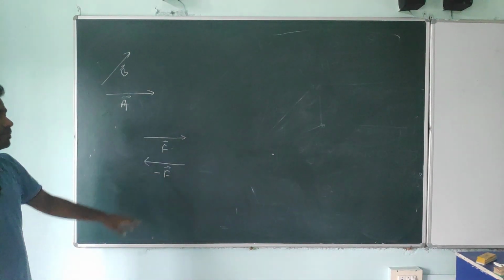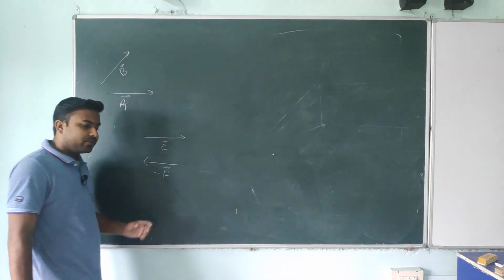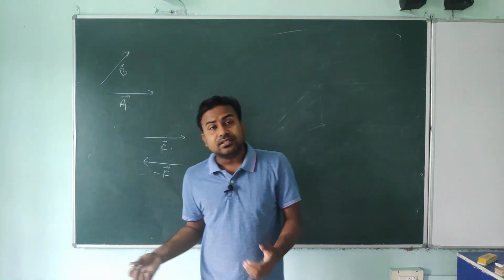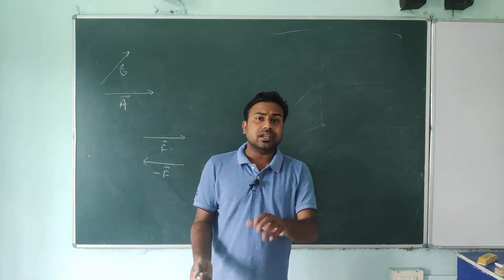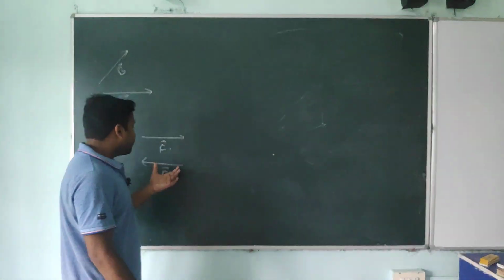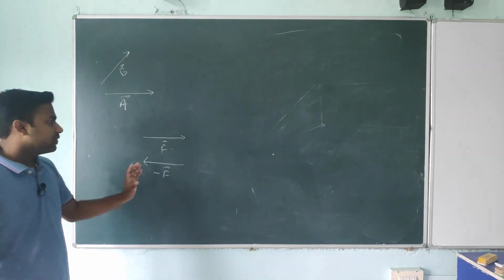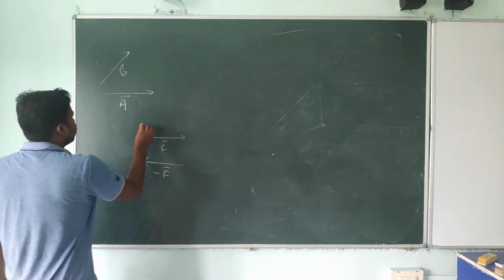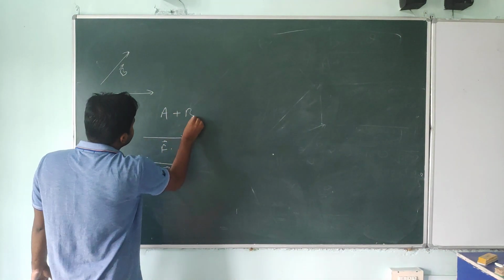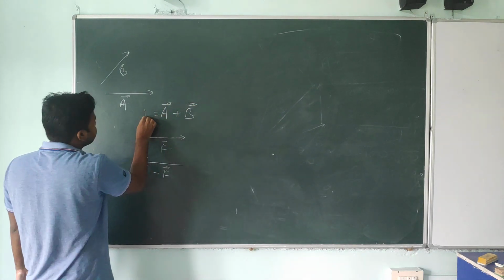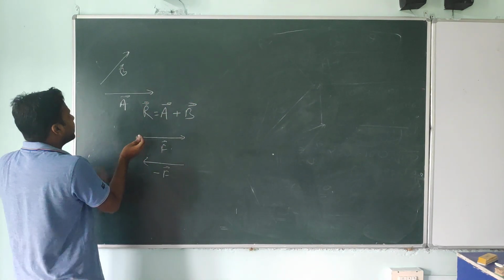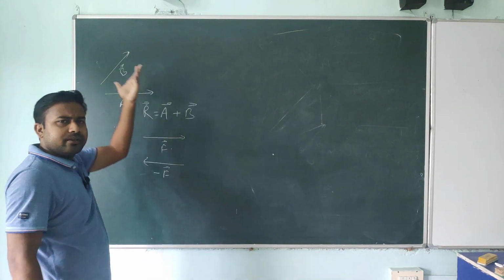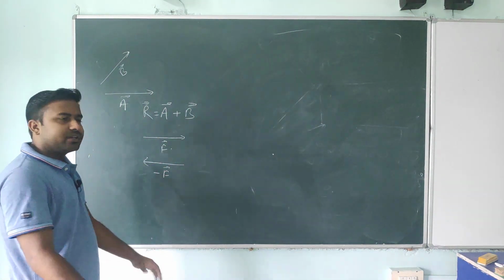F vector, minus F vector. It means what you have to do? You have to just take the opposite direction. Simple. Reverse the direction of the vector and you will get the negative vector. Okay, so we know that A plus B is a resultant vector. What you are doing is joining their tails and applying that formula.